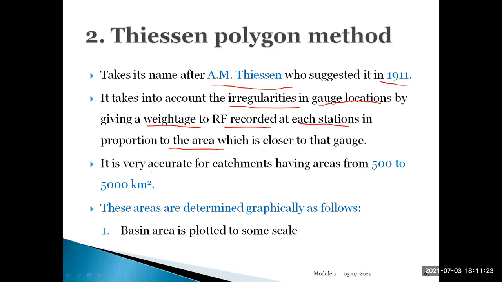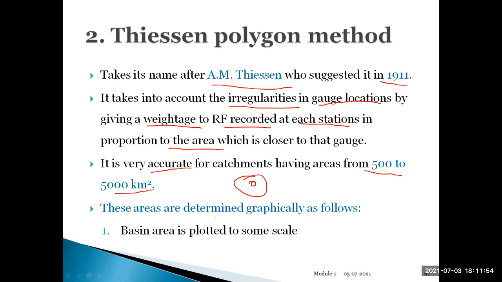This is a very accurate method for a catchment having an area of 500 to 5000 square kilometers. For this area it will give a more accurate result. First, we determine the area. Then we multiply that particular area by the rainfall for that particular rain gauge station, and we take the average. That is how we calculate the depth of rainfall.